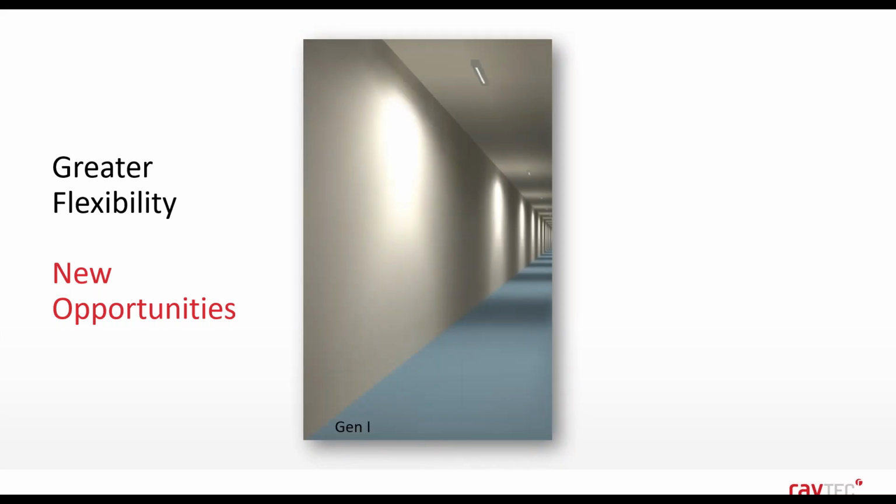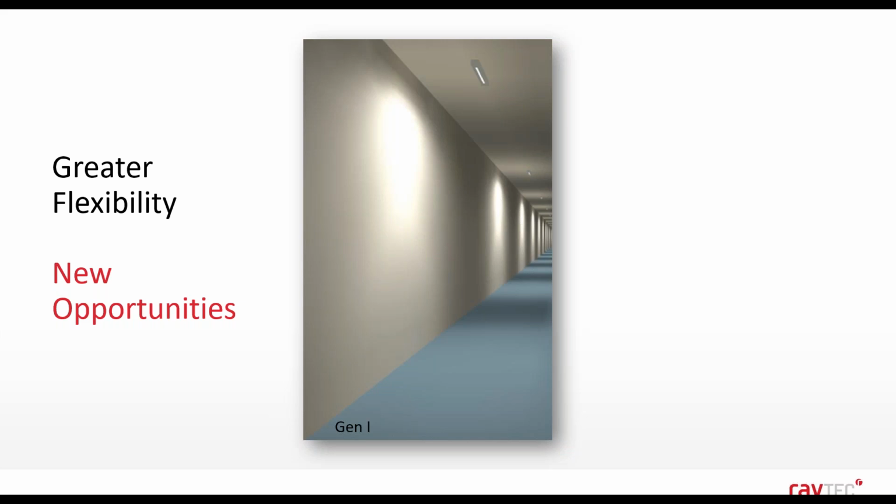On this image on the screen, we can see a lighting design which has been created using the Gen 1 Linear. The results look quite patchy, with a lot of the light being wasted against the wall. You can see the hot spot against the wall there. It also leaves dark areas along the floor as you continue down the corridor.